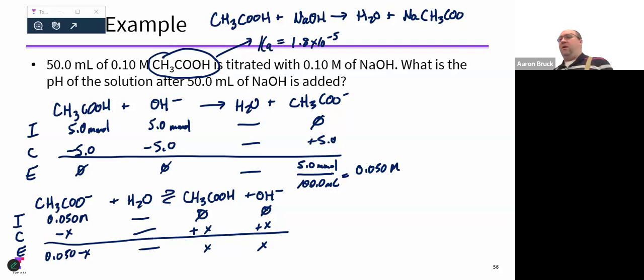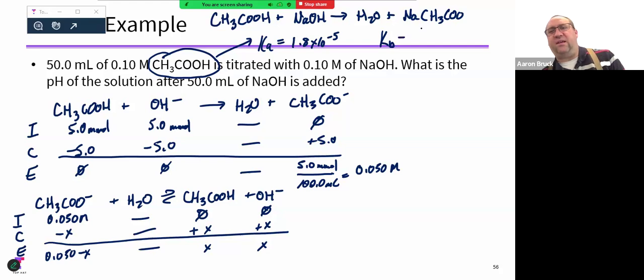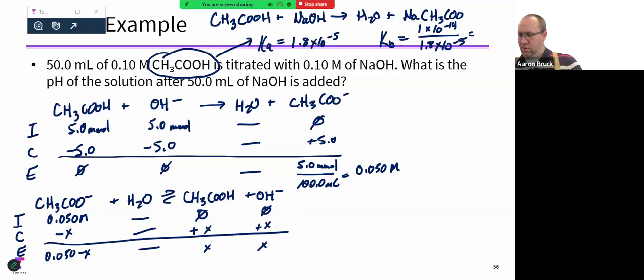Now here's where that Ka value comes in. Because right now I don't have an equilibrium constant for that ice table. Yeah, I know I need one to solve it. To find Kb for the acetate, I need to take 1 times 10 to the negative 14th and divide it by the Ka, 1.8 times 10 to the negative 5th. And I get 5.6 times 10 to the negative 10th.